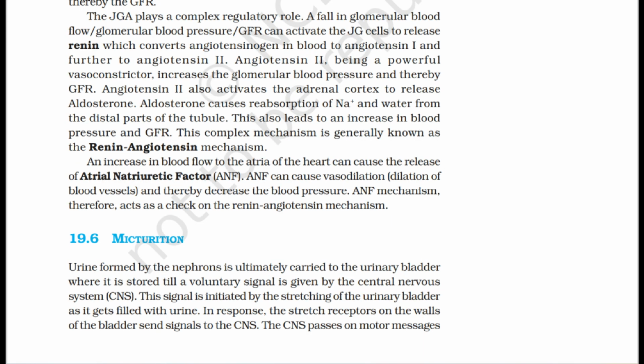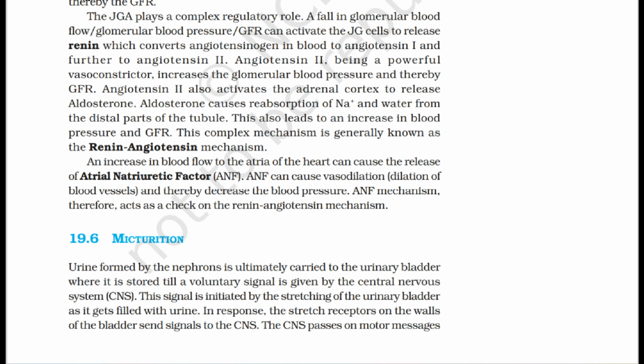The JGA plays a complex regulatory role. A fall in glomerular blood flow, glomerular blood pressure, or GFR can activate the JG cells to release renin, which converts angiotensinogen in blood to angiotensin I and further to angiotensin II. Angiotensin II, being a powerful vasoconstrictor, increases the glomerular blood pressure and thereby GFR.